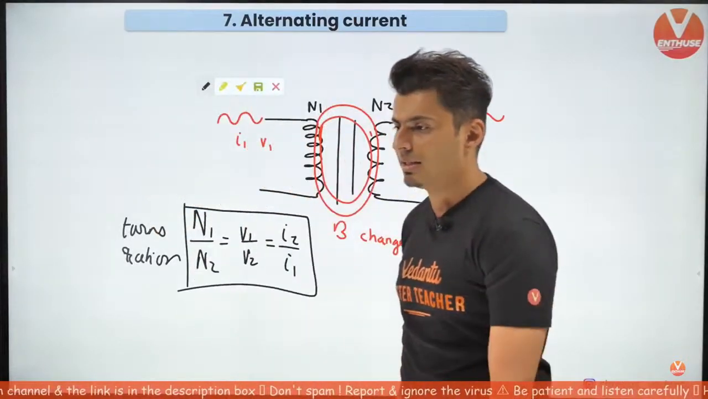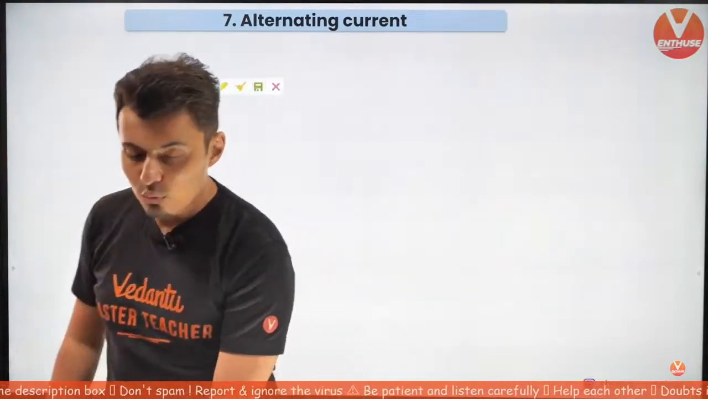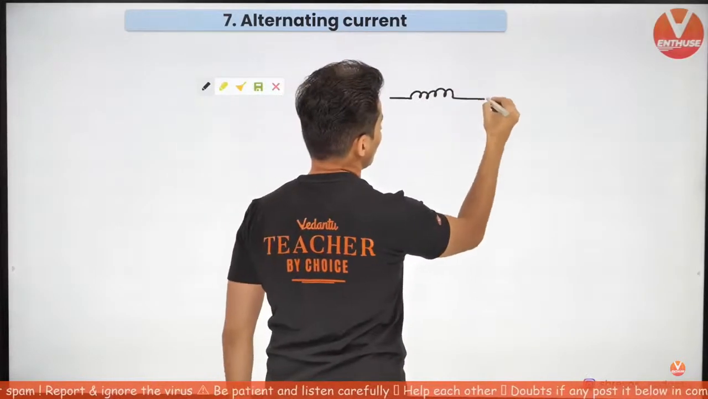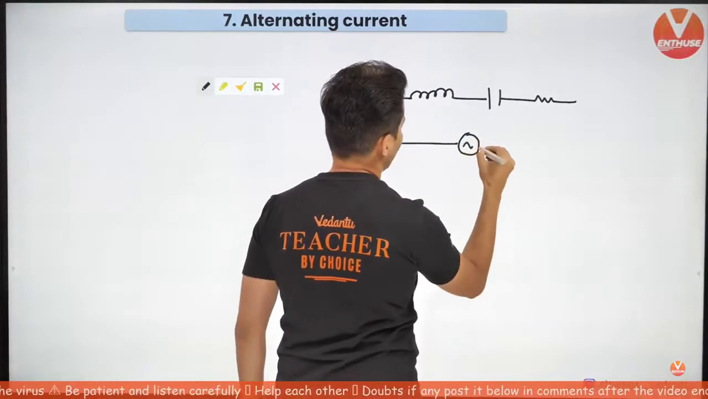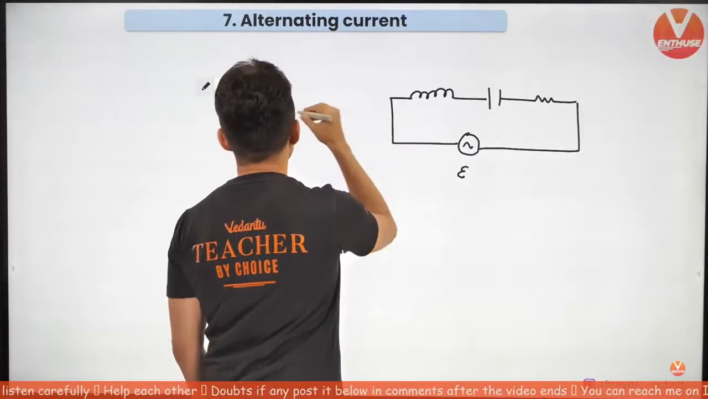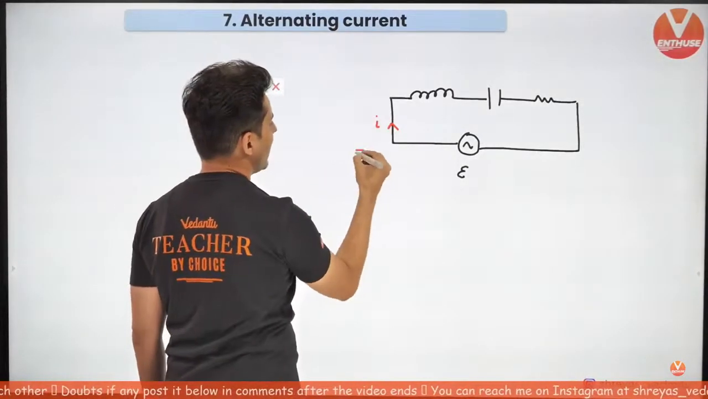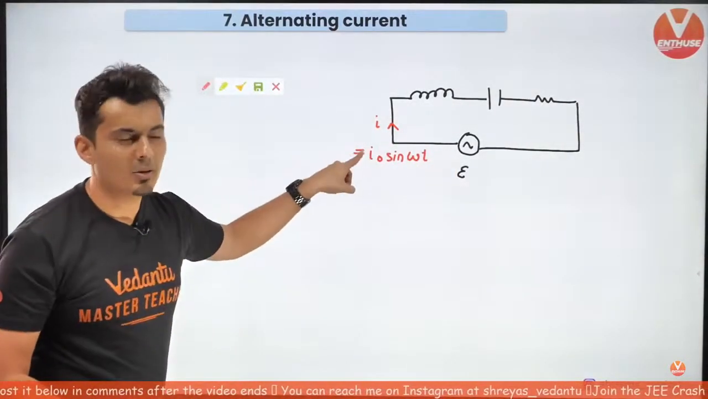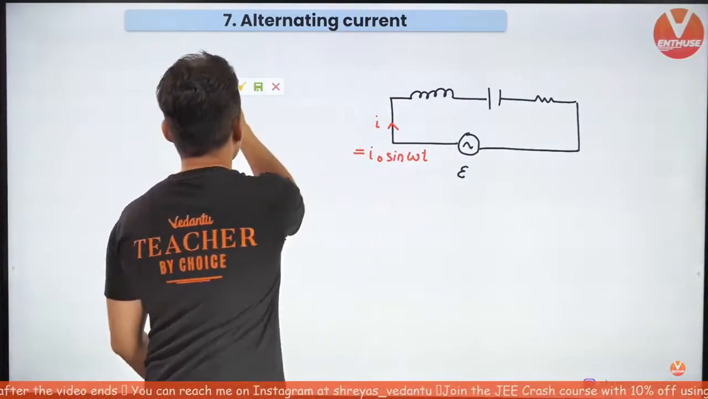Very good, excellent. Now, apart from this, when we talk about LCR circuits, this is L, we'll solve this together. This is R, and you connect it to an AC source. Let's say this AC source is E. Let's say there is some current flowing through this. Let's say I call it I. Let's say this I is I naught sine omega t.